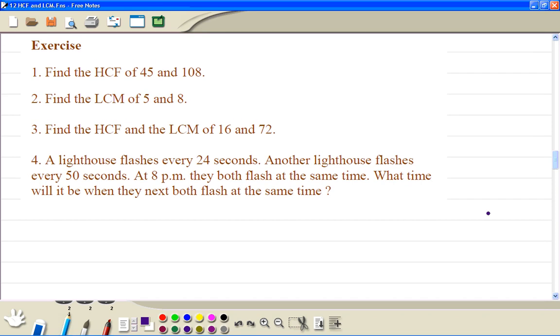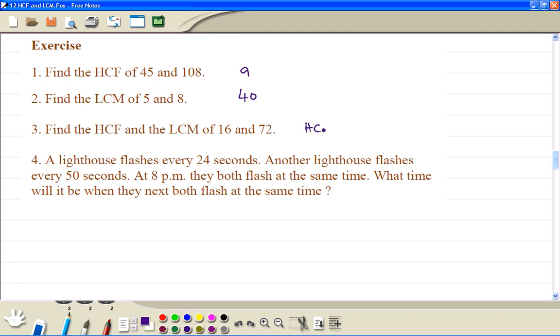Now try this exercise yourself. When you've done it, then check the answers. Answer to number 1. The highest common factor is 9. Answer to number 2 is 40.